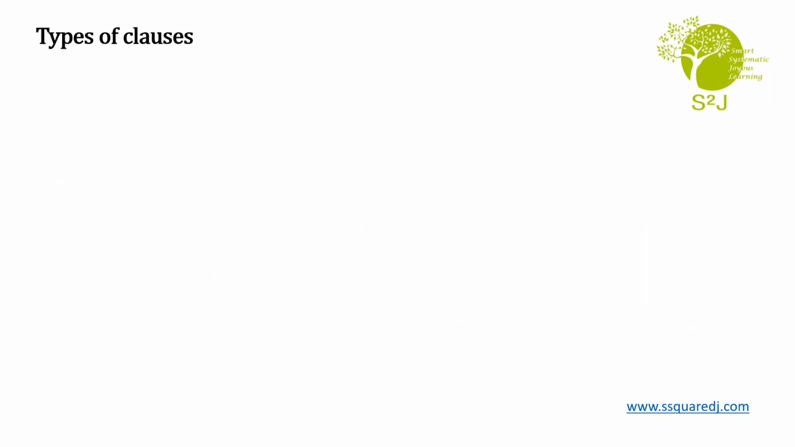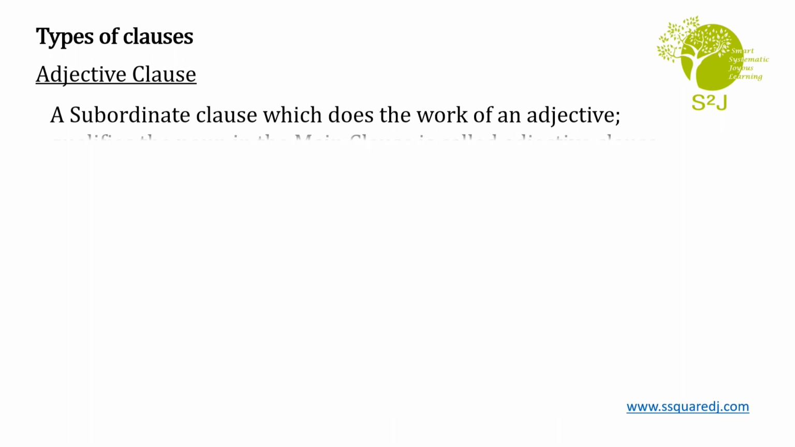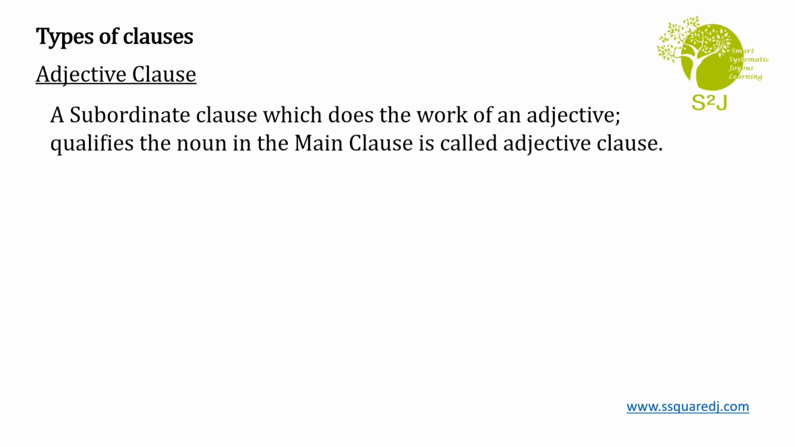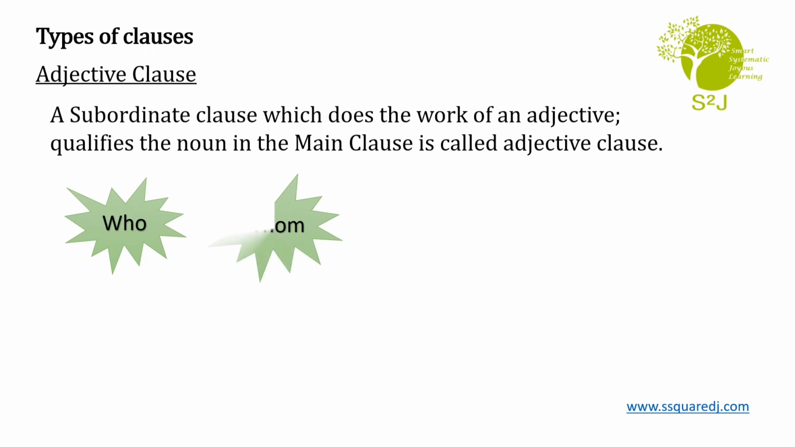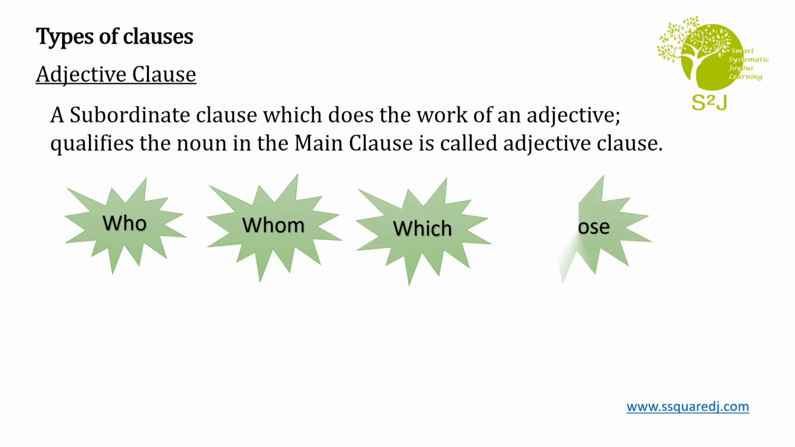In this video we are going to study types of clauses, two clauses, that is adjective and adverb. So first, adjective clause. Adjective clause is a subordinate clause which does the work of an adjective, that is, it gives us more information about the noun in the main clause. To identify the adjective clause, we can ask the question who, whom, which and whose to the main clause, and the answer will be your adjective clause.